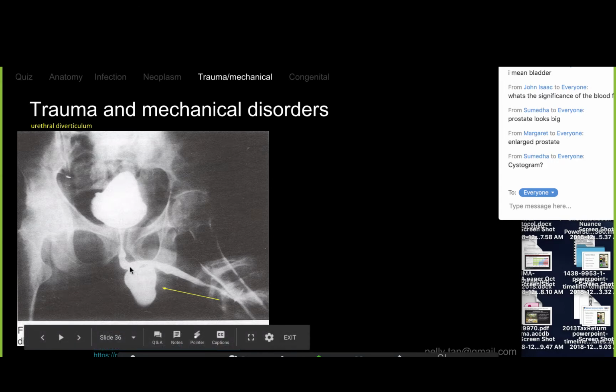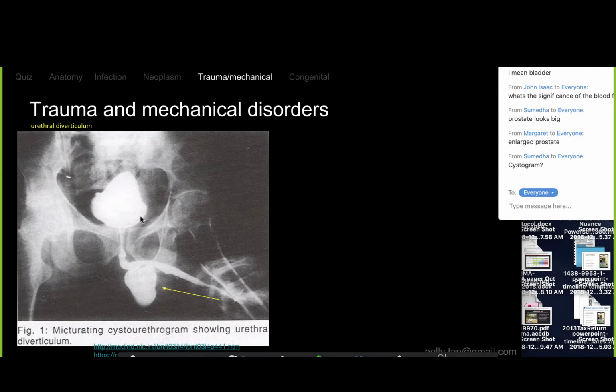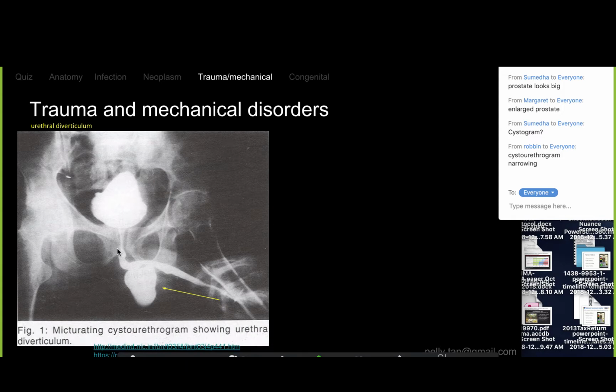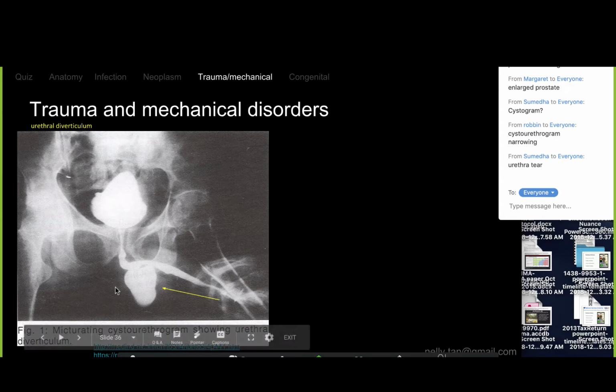So we see the urethra plus the bladder. A cystogram is one part of the study. Good, perfect, so it's a cystourethrogram. What do you see? Normal, abnormal? There's a narrowing. Where? Urethral tear. Yeah, there's something here, right?